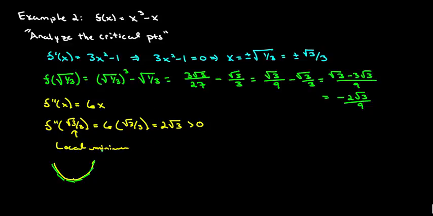Now, of course, when we put in the negative, we'll get something that's negative here, so f double prime of negative square root of 3 over 3 is going to give us negative 2 square roots of 3, which is clearly less than 0. And so that'll give us a local maximum.